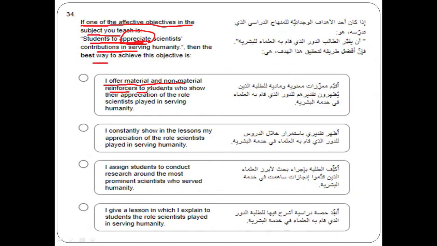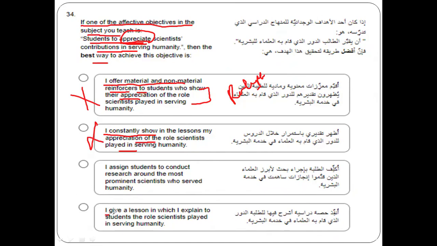The students who show their appreciation of the role, why do they have to show it? It means they have to role play. This is not the way, so we will not be doing that one. Next, the teacher will constantly show in the lesson my appreciation of the role scientists play. That means verbally, as a teacher, you have to praise. Again, this is not the right answer.